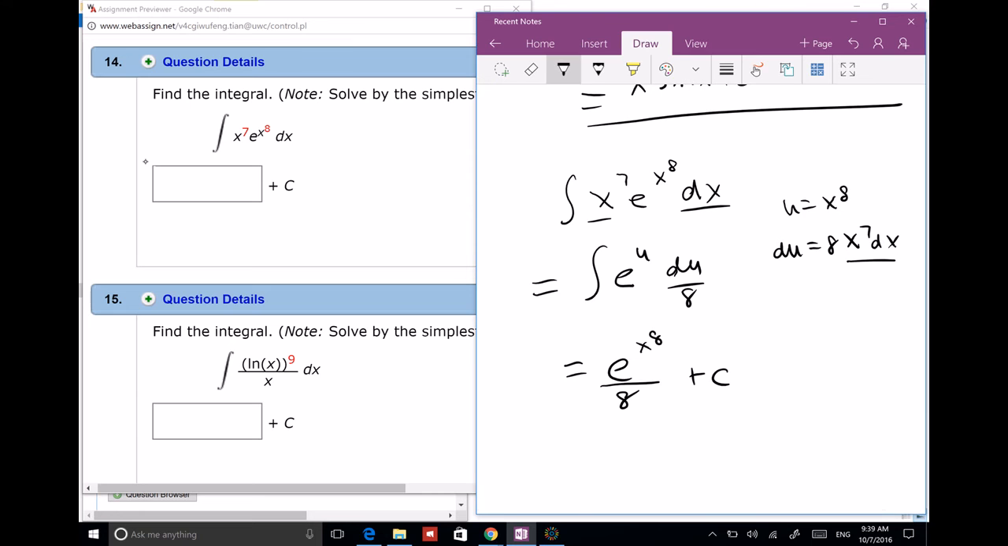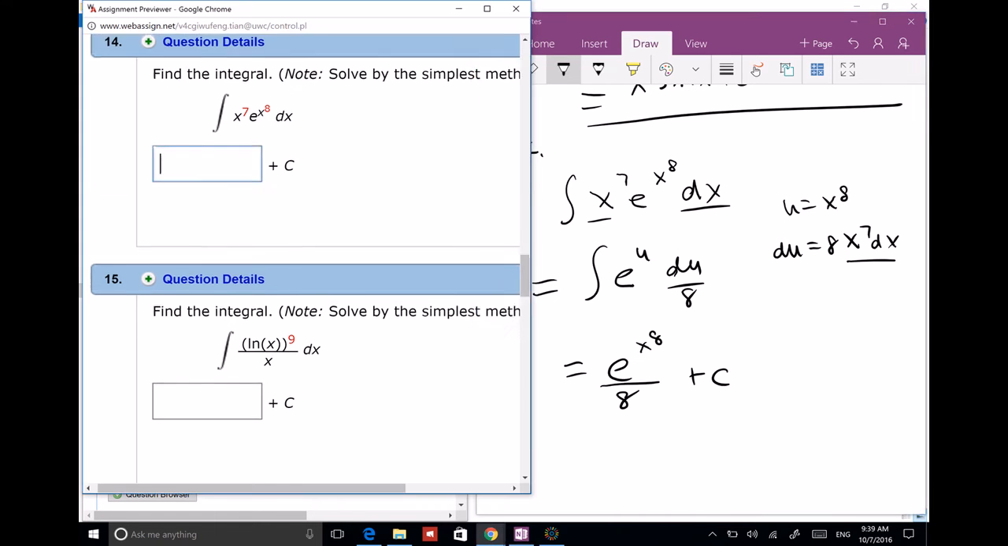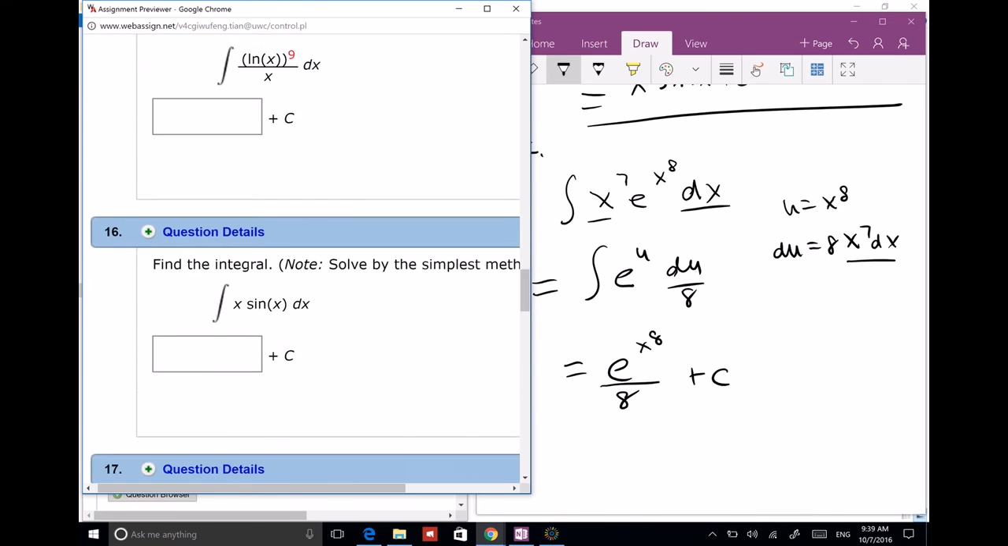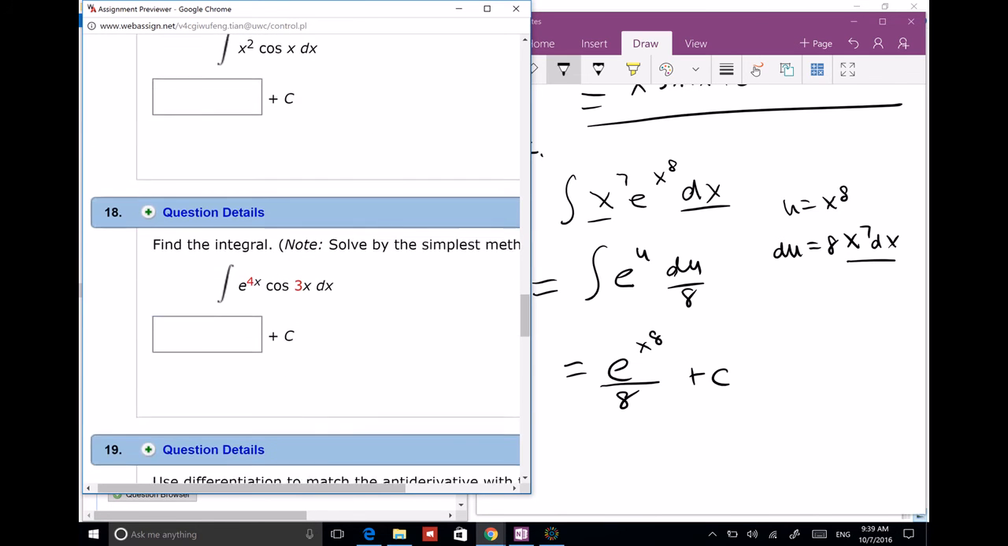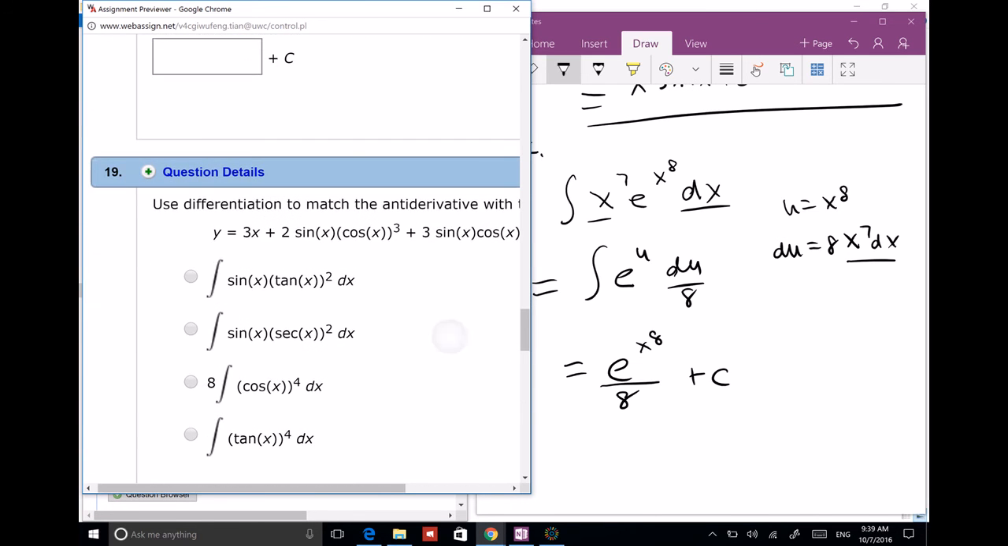Like for example number 14. Those are just one-step problems. That's why I don't think we have to explain. But if you need me to explain, we can do that. Number 15, number 16, we just did number 17, number 18. Okay, number 19.